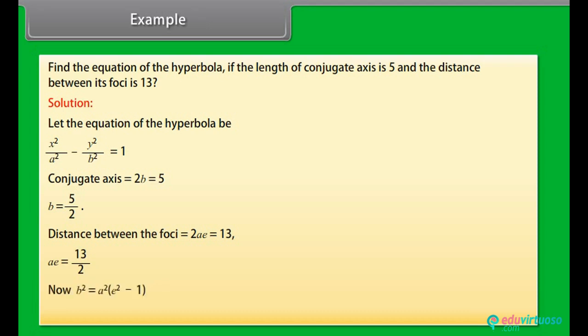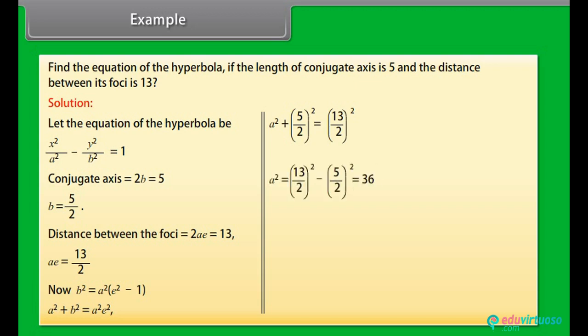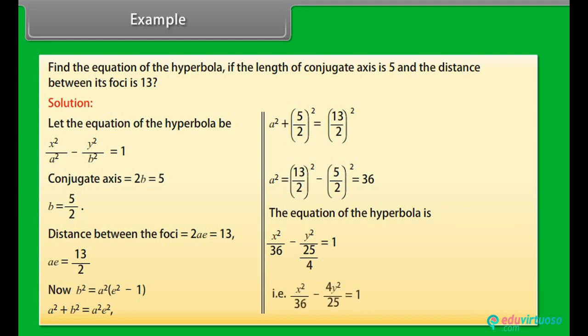Now, b square is equal to a square into e square minus 1. a square plus b square is equal to a square e square. a square plus (5 by 2) whole square is equal to (13 by 2) whole square. a square is equal to (13 by 2) whole square minus (5 by 2) whole square is equal to 36. The equation of the hyperbola is x square by 36 minus y square by 25 by 4 is equal to 1. That is, x square by 36 minus 4y square by 25 is equal to 1.